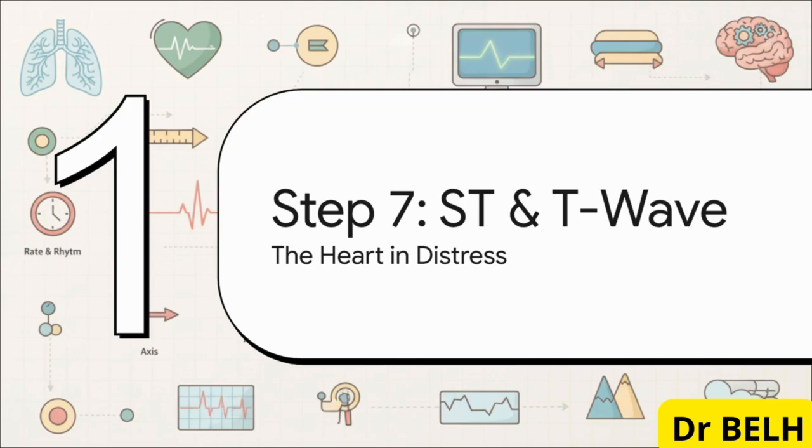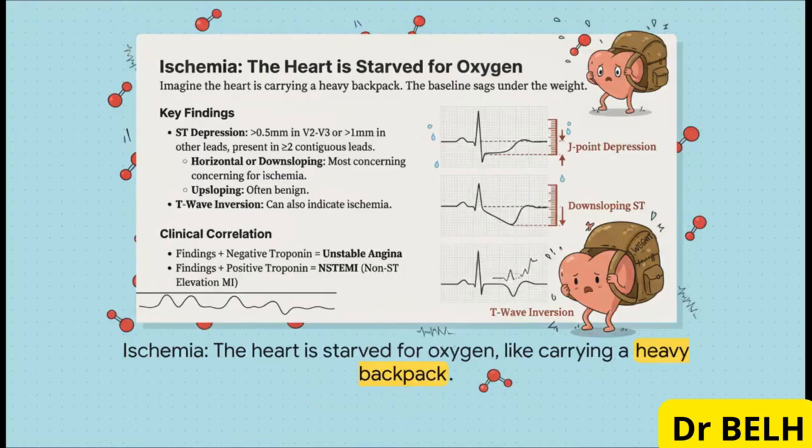Okay, everyone, we've made it to the final step, and honestly, this is the most critical one of all. Step 7 is where we hunt for evidence of a heart in acute distress. We're looking for signs that the heart muscle is starved for oxygen, or even worse, that it's actively dying. First, let's talk about ischemia. That's the medical term for when the heart muscle is starved for oxygen. I want you to imagine the heart is trying to do its job, but it's carrying a really heavy backpack. What happens? It starts to sag under the weight, and that's what you see on the ECG. The ST segment sags, or depresses.